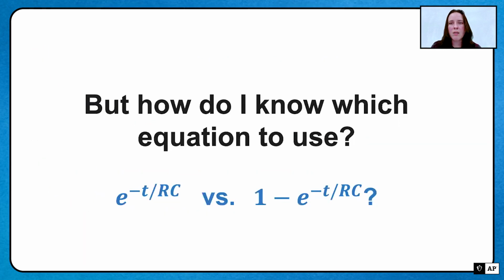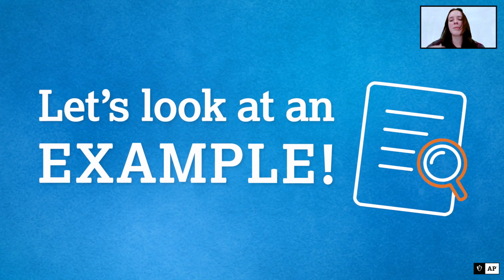But how do I know what equation to use, Dr. Miza? Is it e to the negative t over RC or 1 minus e to the negative t over RC? Think about it. Are you growing to an asymptote or are you decaying to zero? If you're decaying to zero, it's going to be just the decay. If you're approaching some maximum, it's going to be the 1 minus. So let's look at an example.